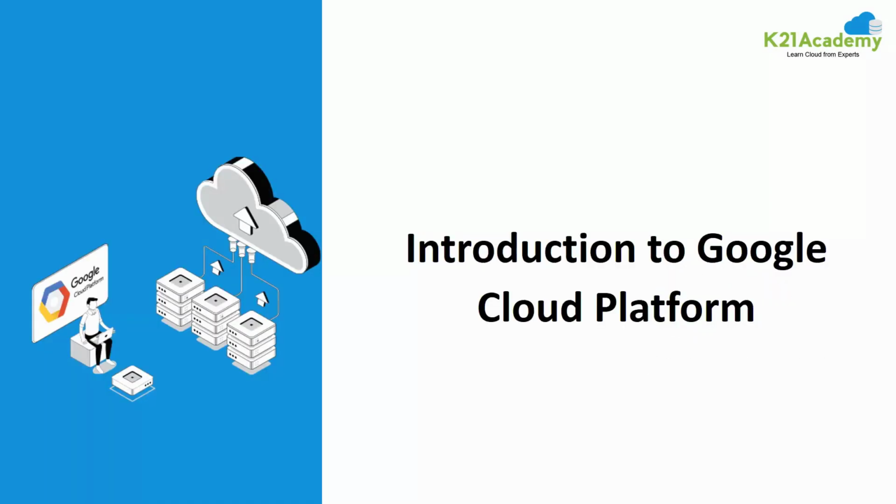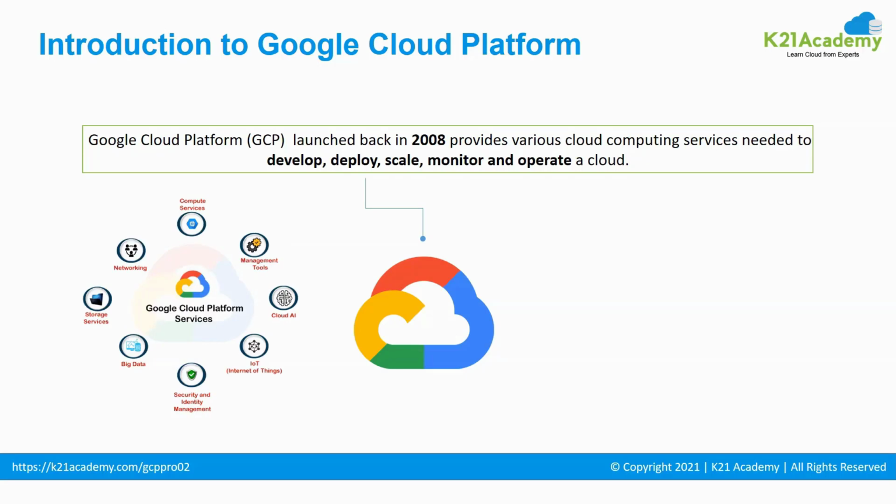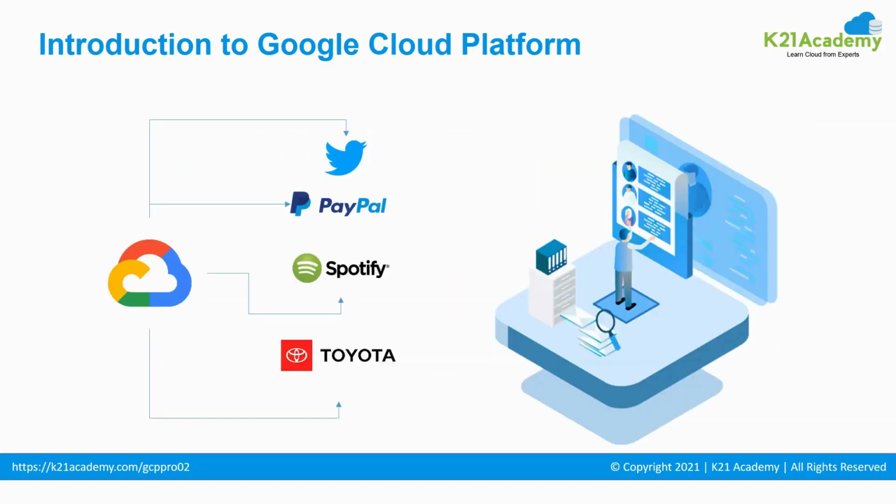Now let's begin this session by introducing Google Cloud Platform. Back in 2008, Google took initiatives to offer cloud computing services to businesses around the world. In current time, Google Cloud Platform is one of the leading cloud providers. Although Google Cloud is the newest member in the cloud family, it offers 100 plus high performance and low latency services that are very cost effective across the globe. It has almost 27 regions with 82 total zones available in 200 plus countries and territories. That is why some of the big name companies like Twitter, PayPal, Spotify, and Toyota are using Google Cloud services to run their business more efficiently and effectively.